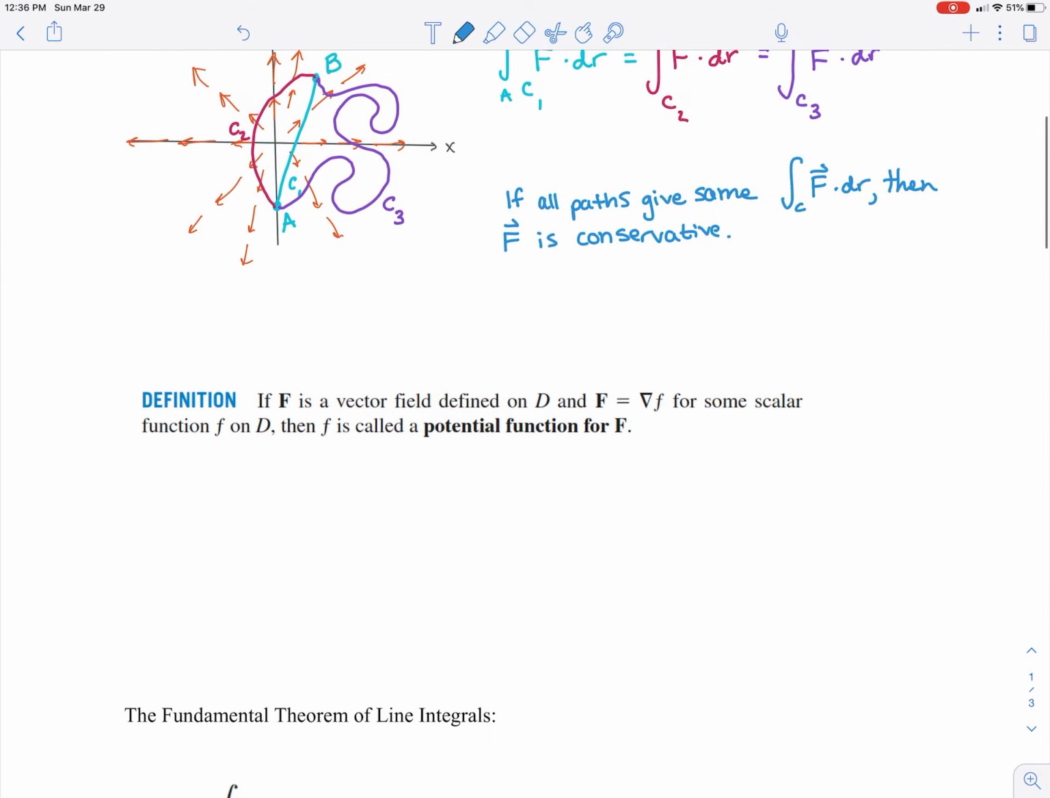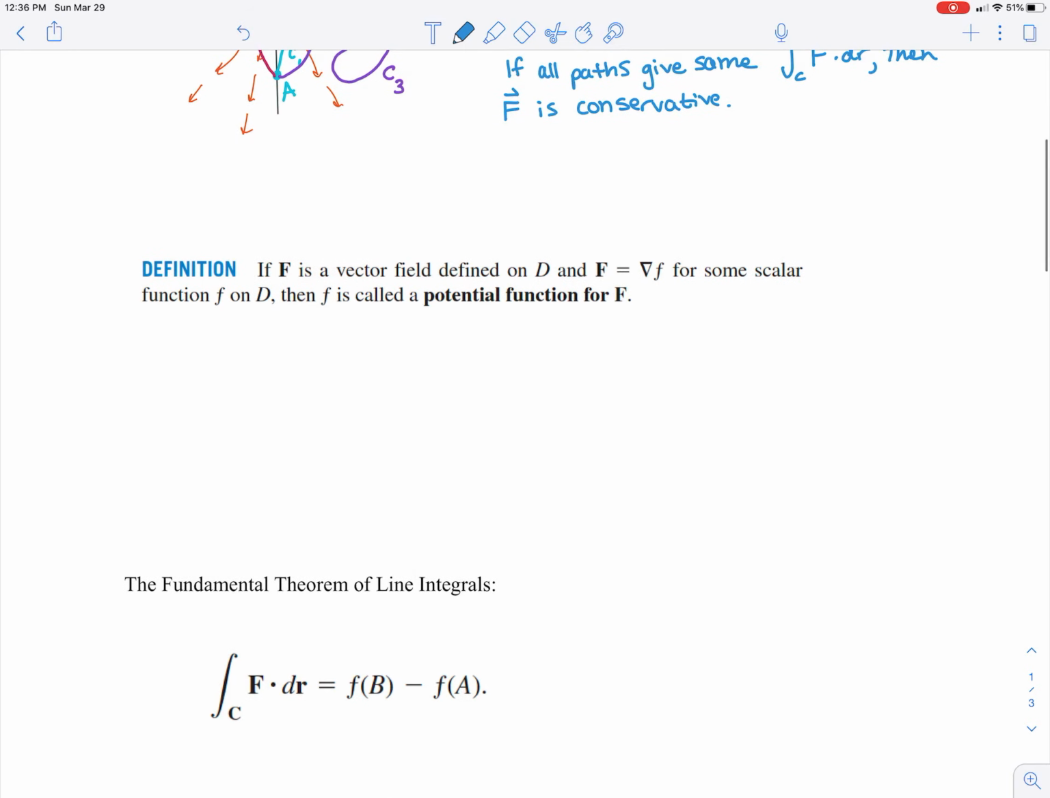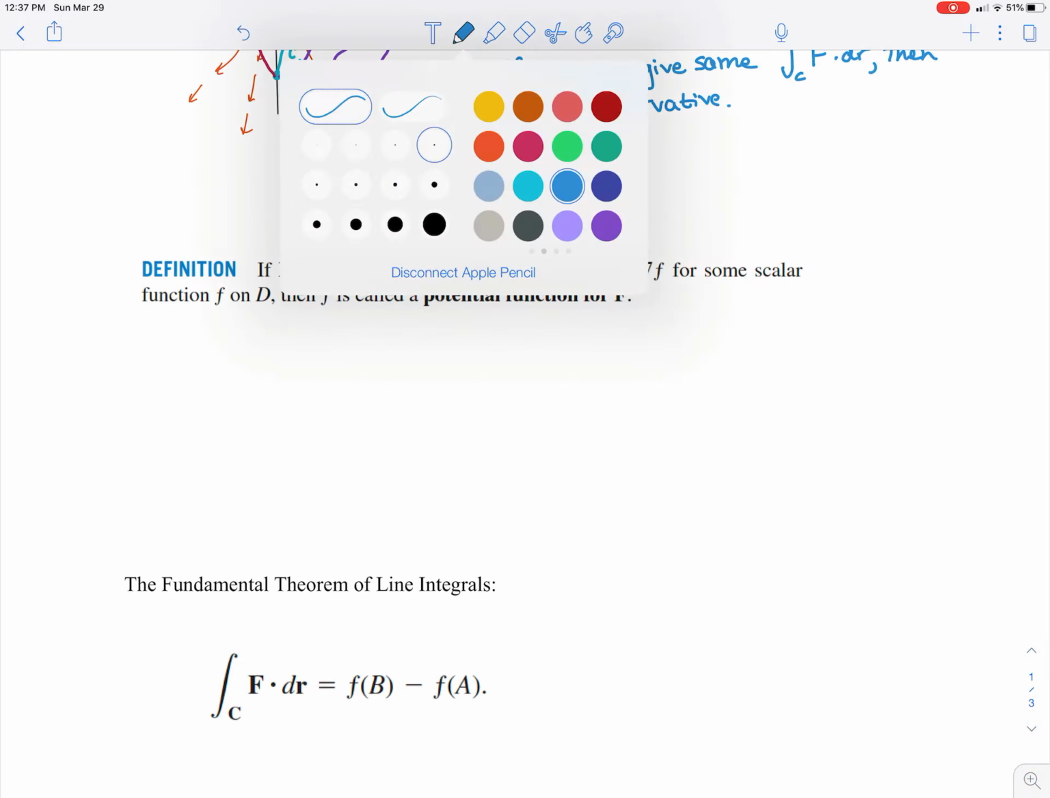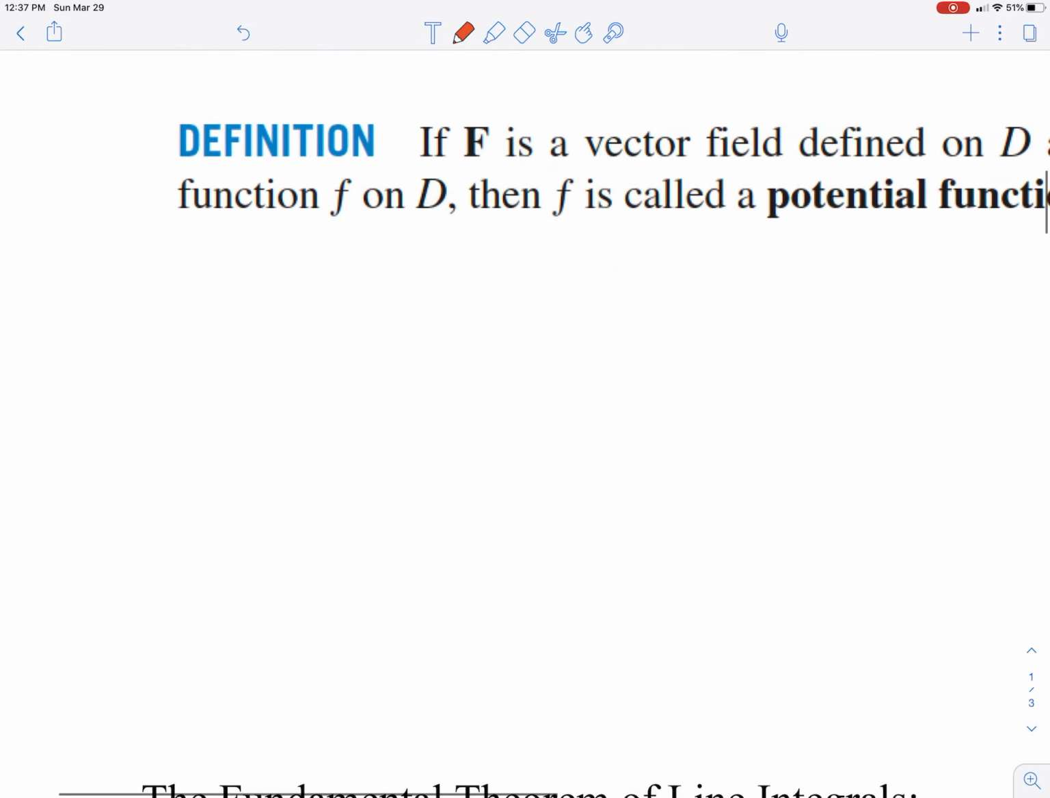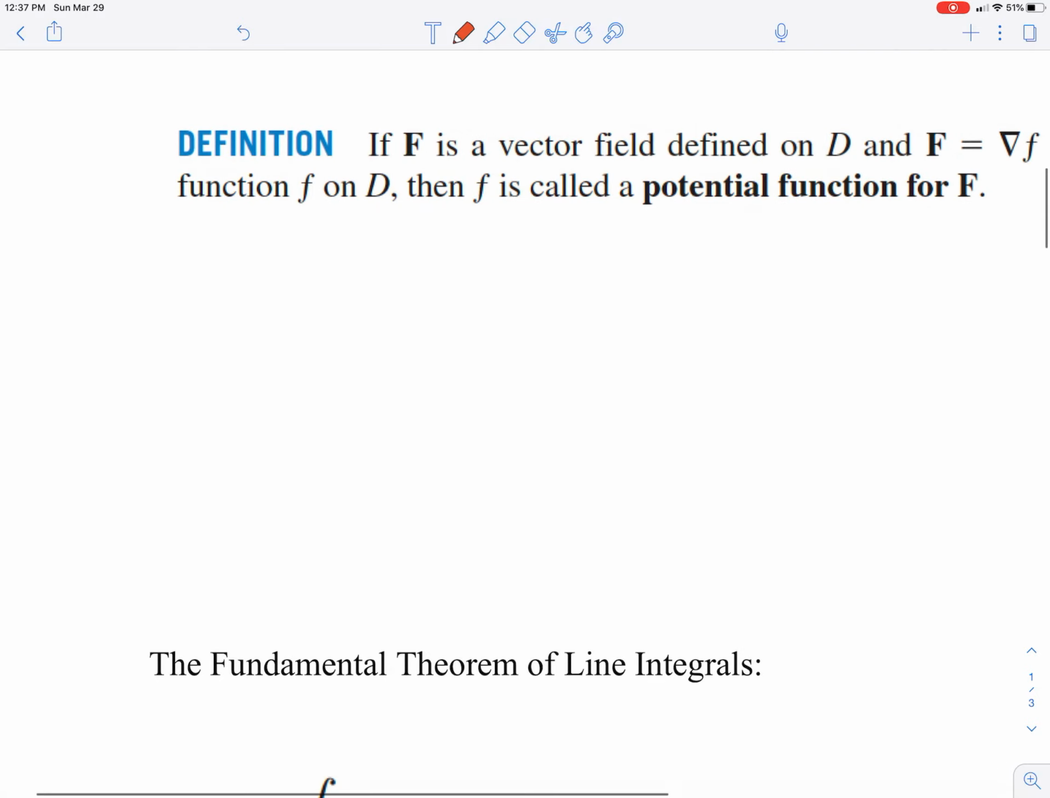But let's get another definition out of the way real quick. If a vector field is defined this way, so this vector field is the gradient of some other function, this function little f, then that little f function is called the potential function for the vector field. This recalls an idea we had 2 sections ago, that the big idea we proposed there was that gradients of functions are vector fields.